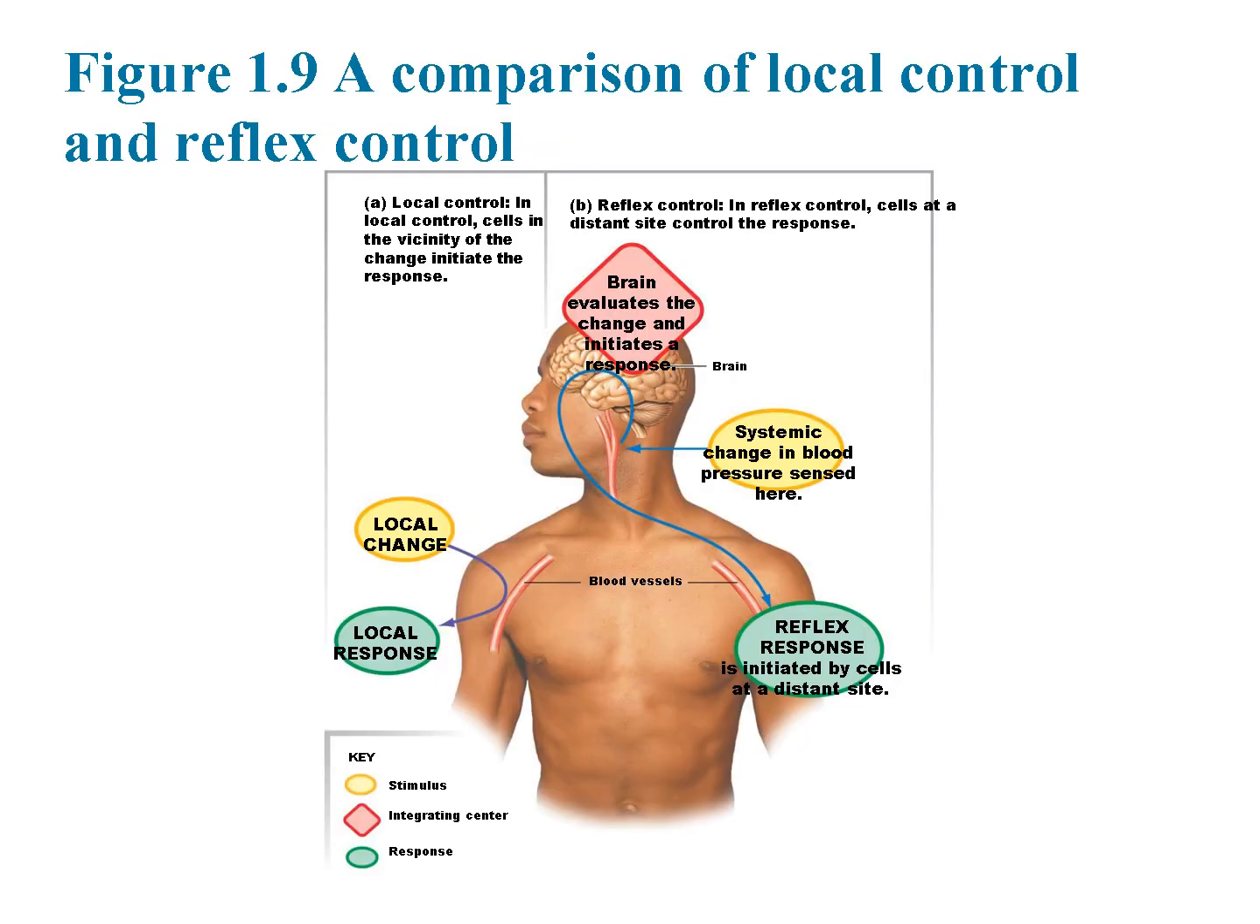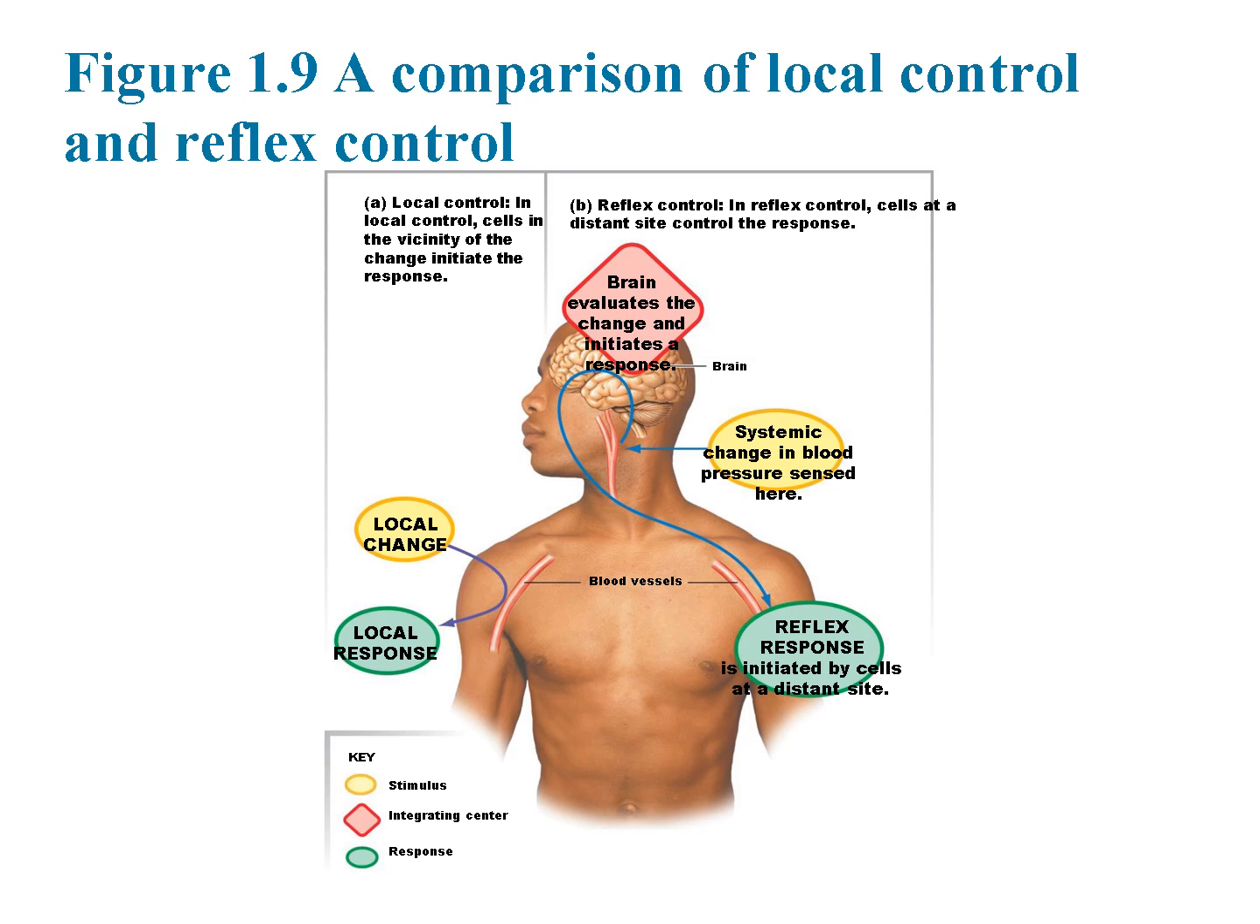Let's take a closer look at how the body responds to changes in two different ways: local control and reflex control. First, on the left side of the diagram, we have local control. Think of this as your body's way of handling things right where the problem is happening. For example, if a specific area of your body isn't getting enough oxygen, the cells in that area take action. They send signals to dilate the nearby blood vessels, allowing more oxygen-rich blood to flow in. It's like the cells saying, "Hey, we need help here." This response is quick and limited to the affected area.